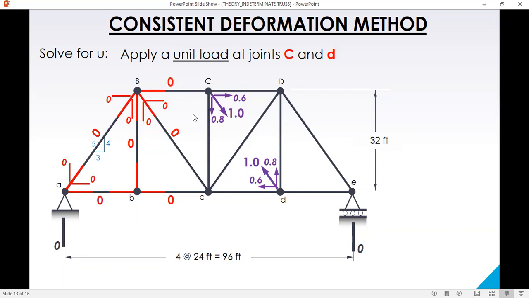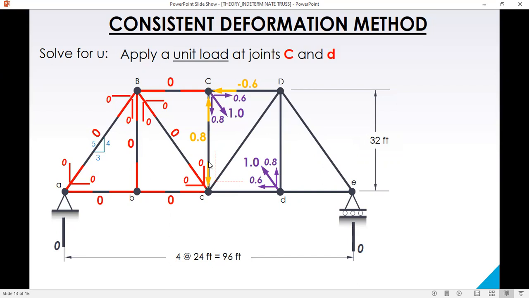Now, at joint C, there is 0.6 to the right. So, this will be balanced by 0.6 to the left, or simply negative 0.6. 0.8 will be balanced by this member CC. Downward to upward, 0.8. And the next transfer 0.8, 0, 0.